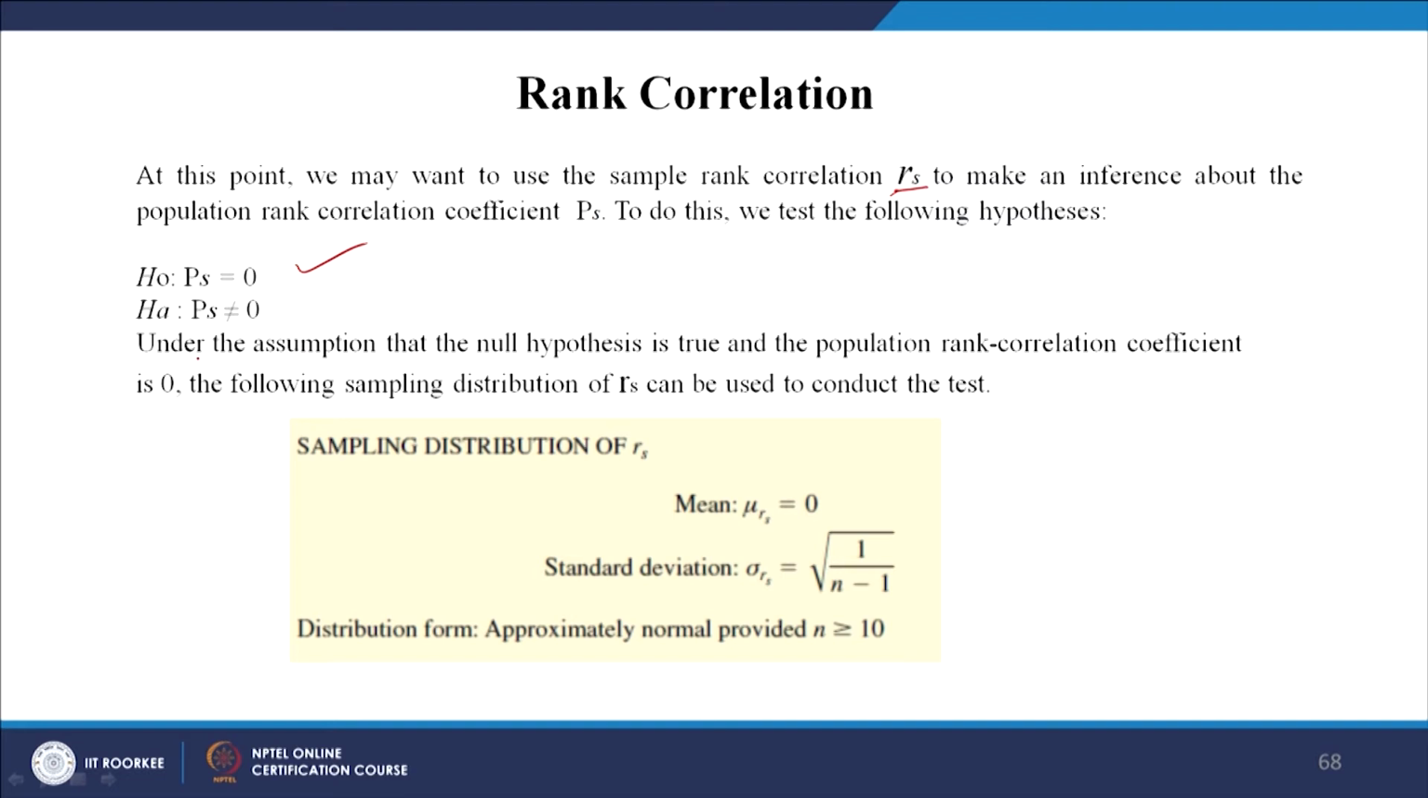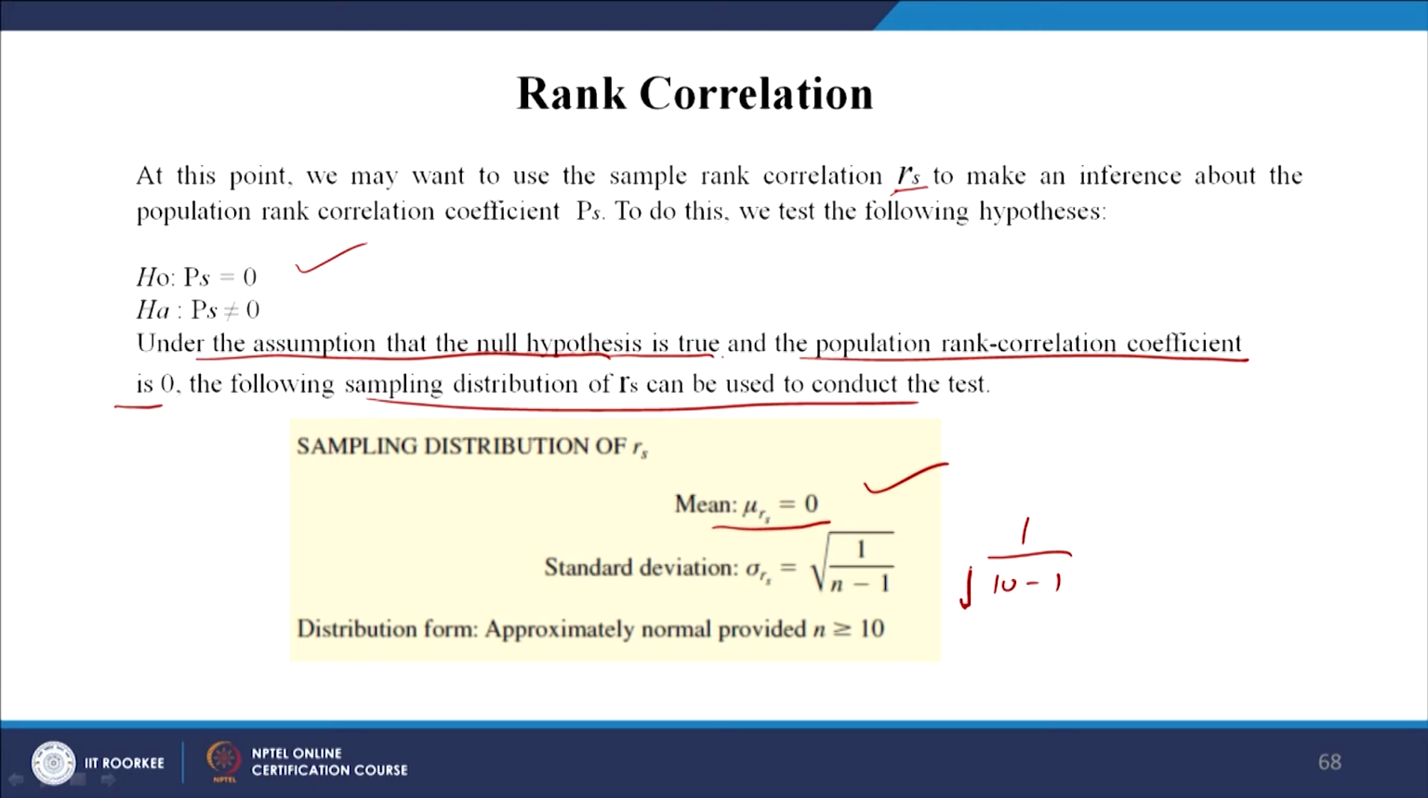Please understand, under the assumption that the null hypothesis is true and the population rank correlation coefficient is 0, the following sampling distribution is used. In this case, the mean stands at 0 and the standard deviation is calculated by the square root of 1 by n minus 1, where n is greater than or equal to 10. So let us take n as 10. 1 by 10 minus 1 is 1 by 9, so the square root is 1 by 3, which is equal to 0.33.